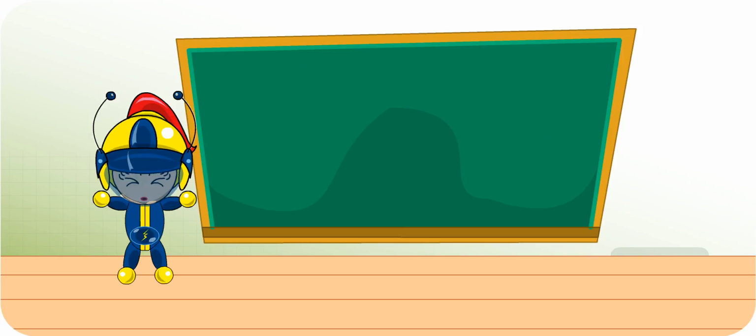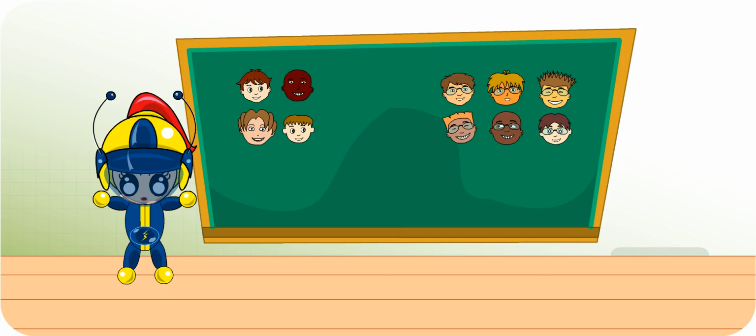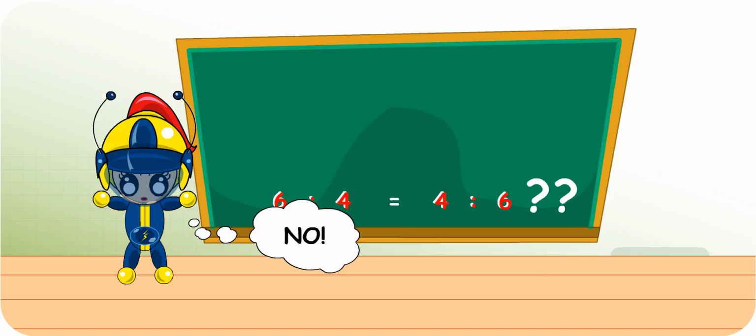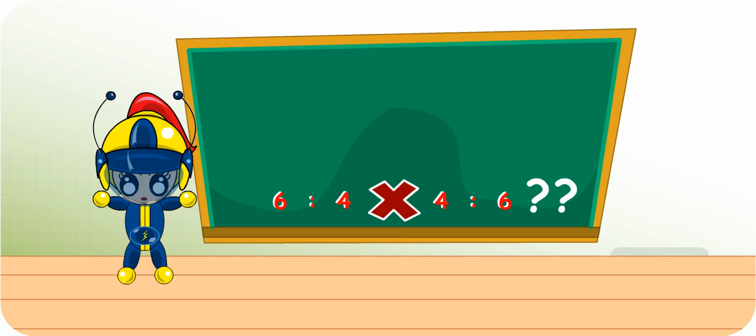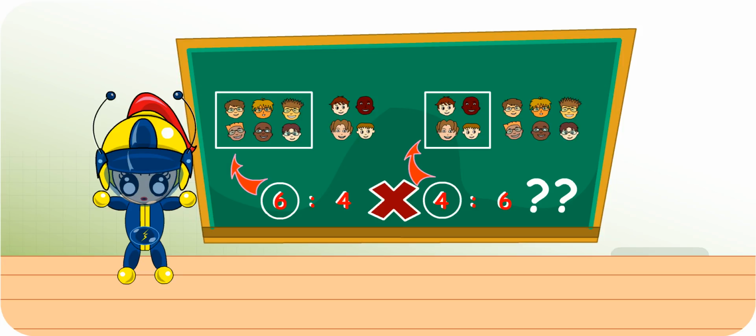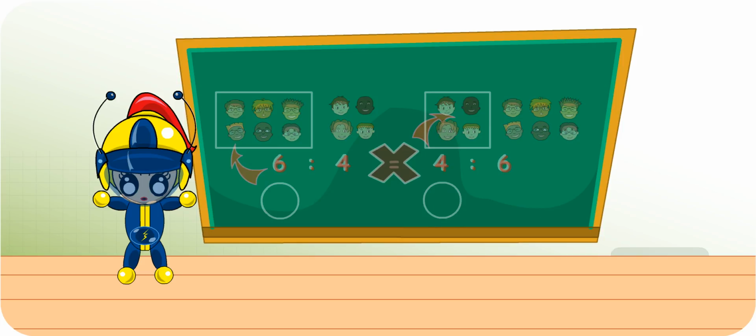So, Turbo Girl, can you tell me the ratio of the pupils who don't wear spectacles to the pupils who wear spectacles? The ratio is 4 to 6. Do you think that the ratio 6 to 4 is the same as 4 to 6? No, they are not the same. The first number refers to the pupils wearing spectacles, while in 4 to 6, the first number refers to the pupils not wearing spectacles. Good.